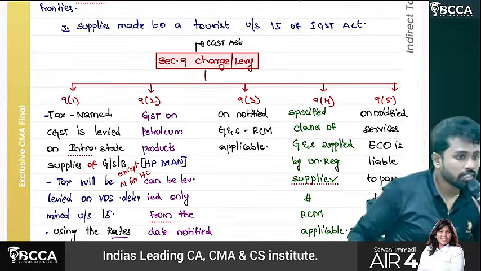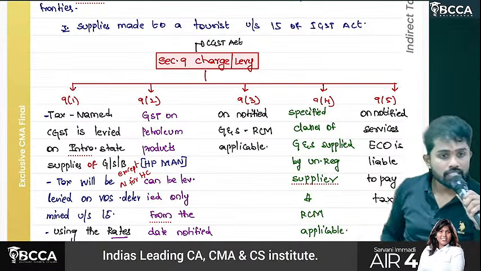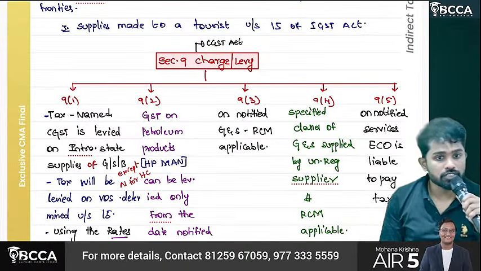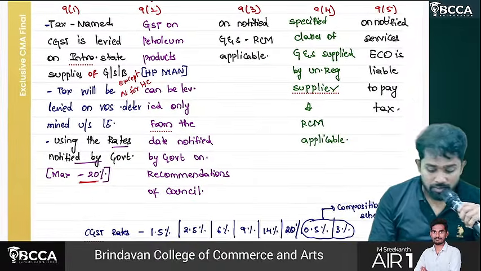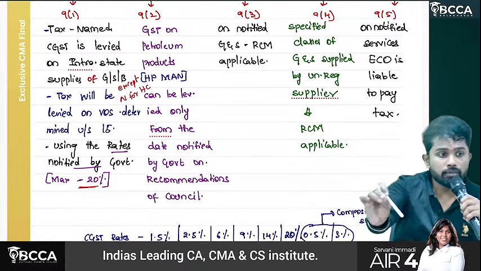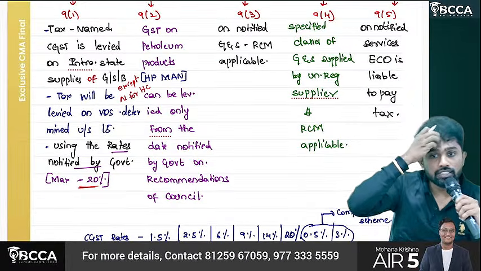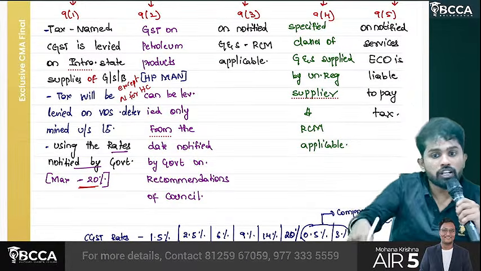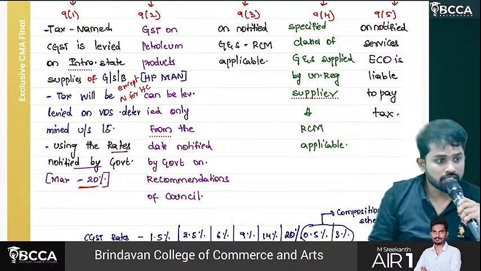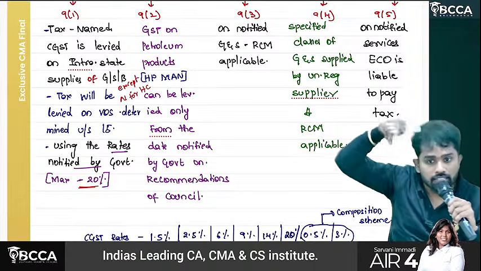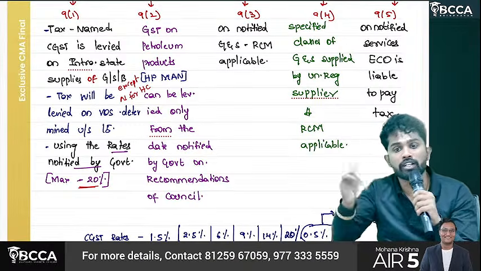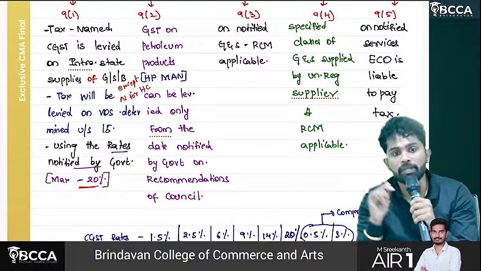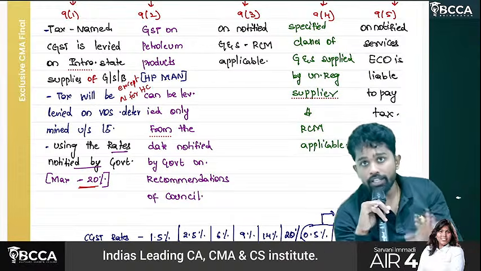Section 9 is what? Charge. Okay, the charge has 5 subsections: 9 subsection 1, 9 subsection 2, 3, 4, 5. What does 9 subsection 1 say? A tax named CGST is levied. Sir, why CGST? Why not SGST? Because we are referring to which Act? The CGST Act. If you refer to the SGST Act, there it will be mentioned as what? SGST. If you go to the IGST Act, the corresponding section is section 5. There it will be mentioned as what? IGST. Okay, now coming back here.